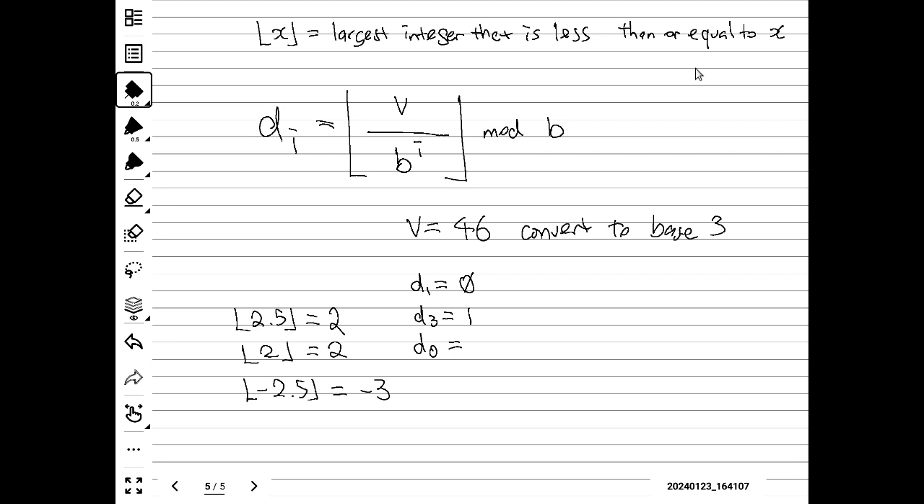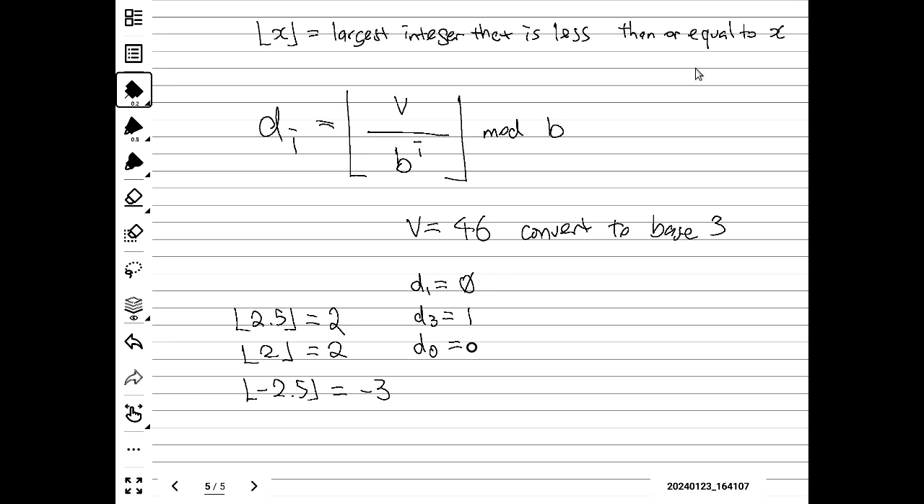Okay, we'll skip around again. D0 this time. So with D0, we have 46 divided by 3 to the power of 0. 3 to the power of 0 is? Anything to the power of 0 is 1. Very good. So 46 divided by 1 is 46. 46 mod 3 is? 1. Very good.